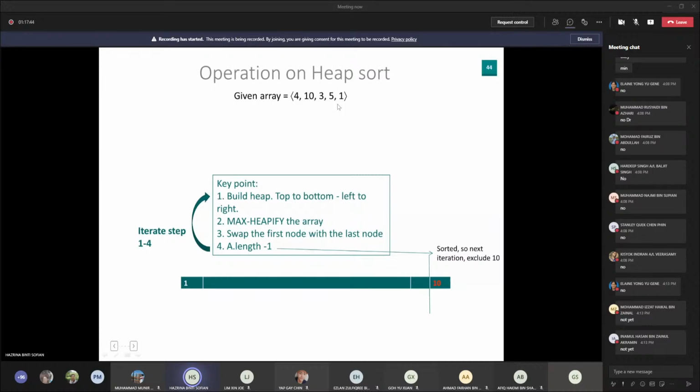So let's take a look. After that, we need to do the iteration until the base case.